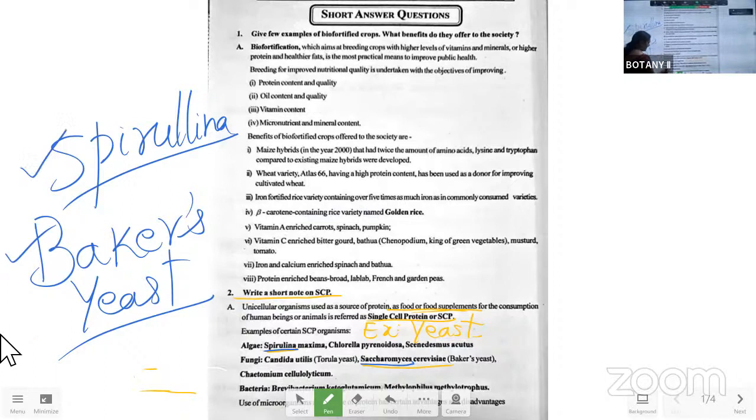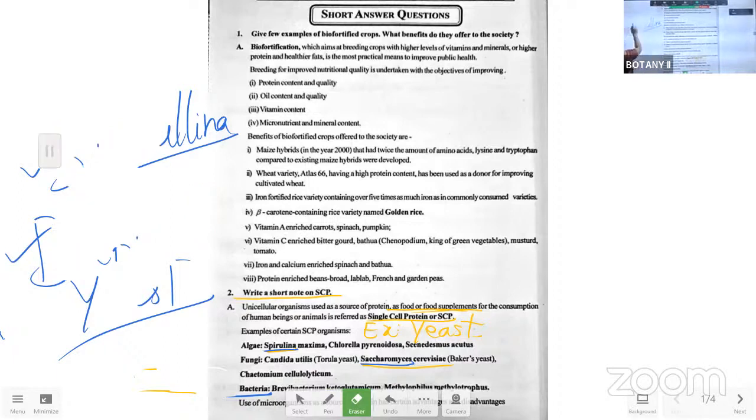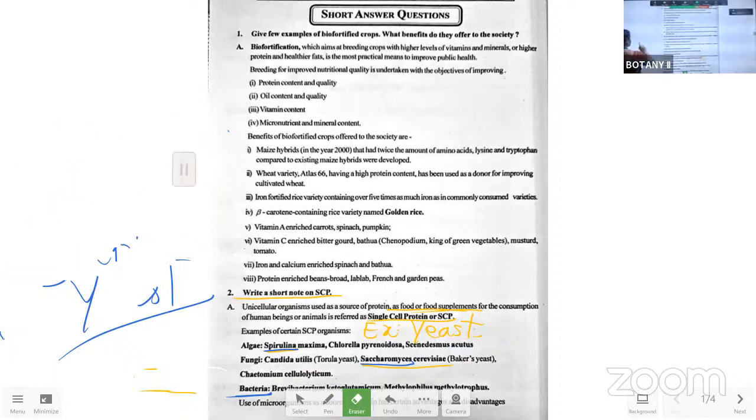Now comes the example we have to give for the bacteria. In the bacteria, what do we have to say? Again we have to use the words 'some bacteria', because only some bacteria are useful for SCP culture. Only a few bacterial organisms are utilized in biotech labs for taking out proteins. Only this much you can write. If you want, you can also write Methylophilus over there.